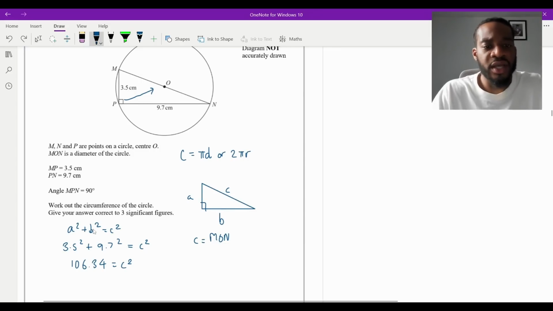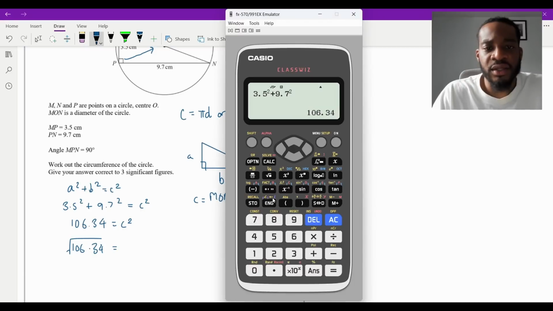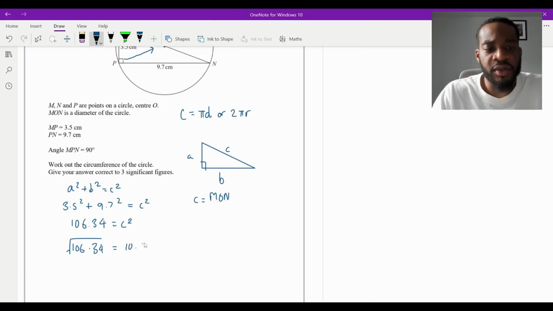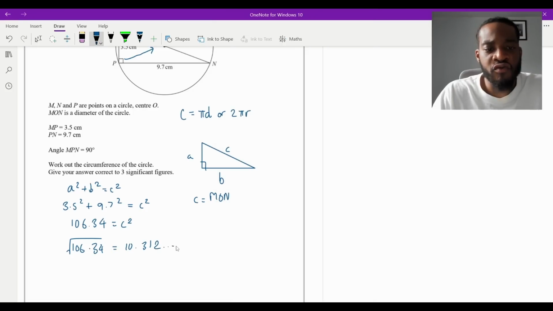So now all we need to do is say, well, what would C be? It's going to be the square root of that. So I put that into the calculator and see what that gives you. I'll just do square root answer. That gives me this number here. It's going to be 10.312 blah blah blah, and never round in your final line, right? So I put dot dot dot to let the examiner know I'm not rounding yet.